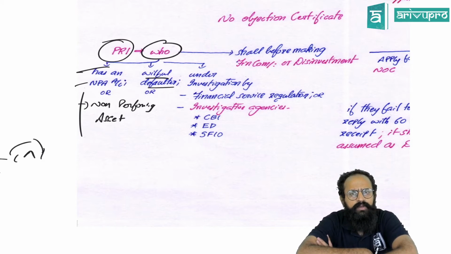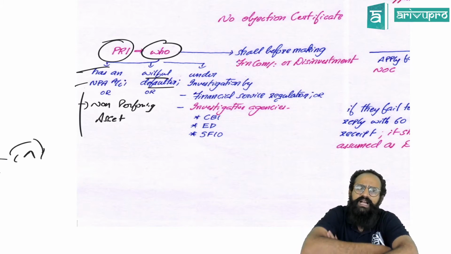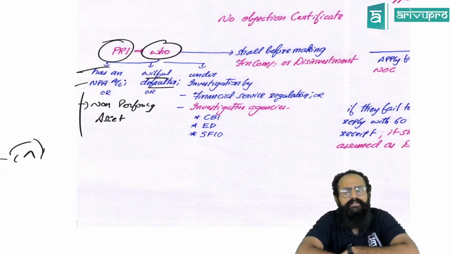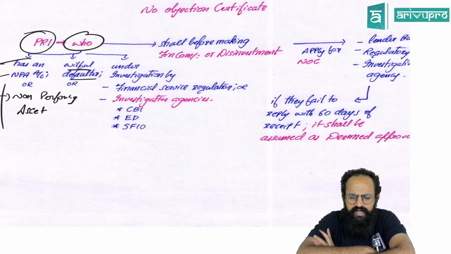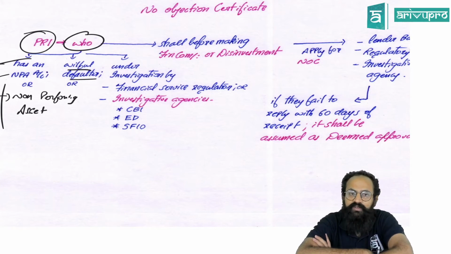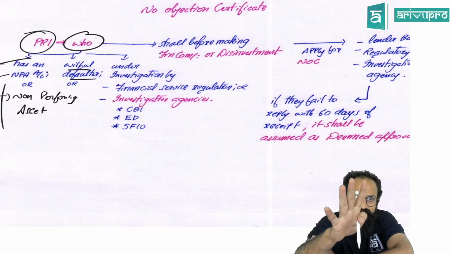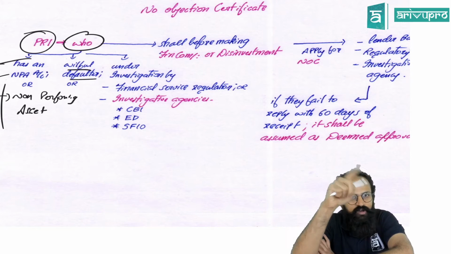Willful defaulter means, in spite of having money, they have not repaid our loans. RBI will come up with a list, and these people are called willful defaulters. The third one is called under investigation by financial service regulators. Meaning whoever are financial service regulators, our RBI, SEBI, IRDA, PFRDA, if they are conducting some investigation on you, then you are also coming here.